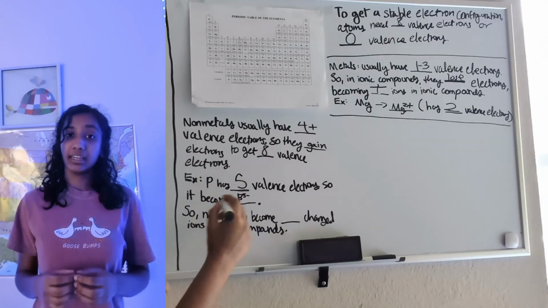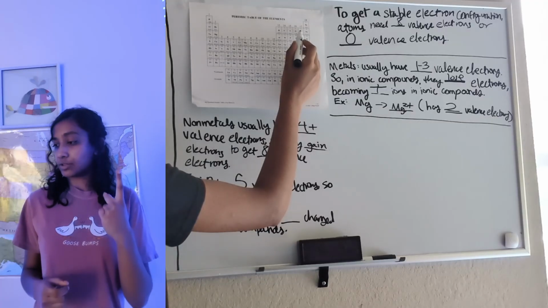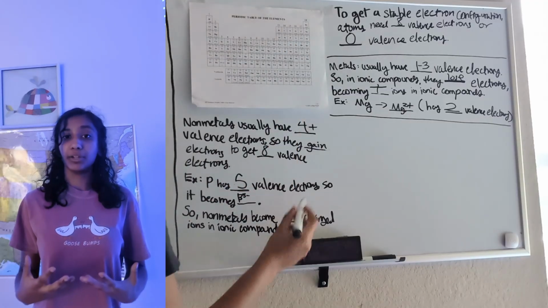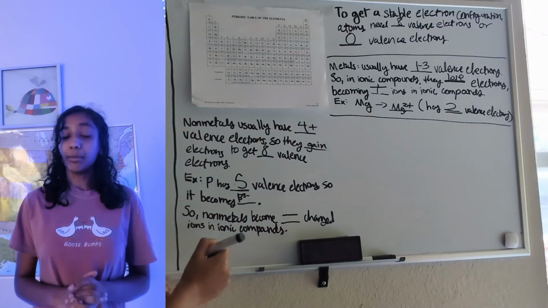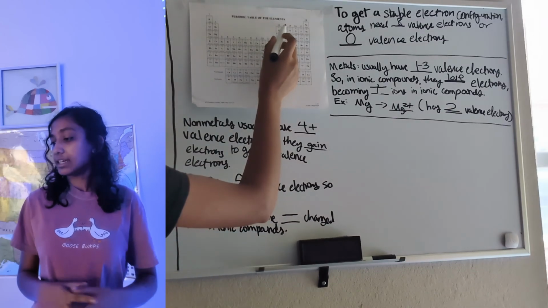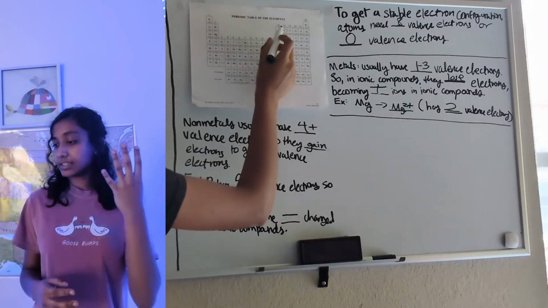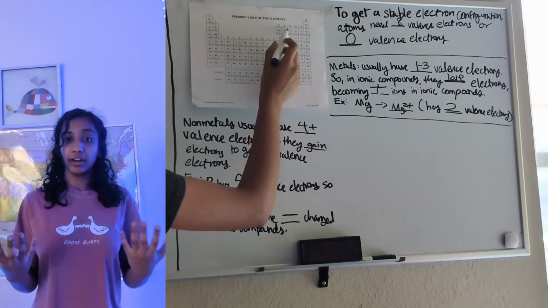Elements in group 16 will gain 2 electrons, and elements in group 17 will gain 1 electron. So, nonmetals typically form anions, which are negatively charged ions. Nonmetals in group 14 can either gain or lose 4 electrons, since they have 4 valence electrons, and can either have 8 in the outermost shell or none at all.